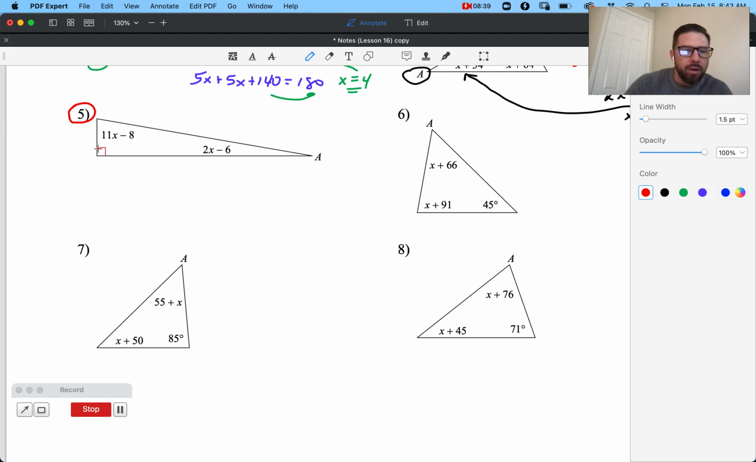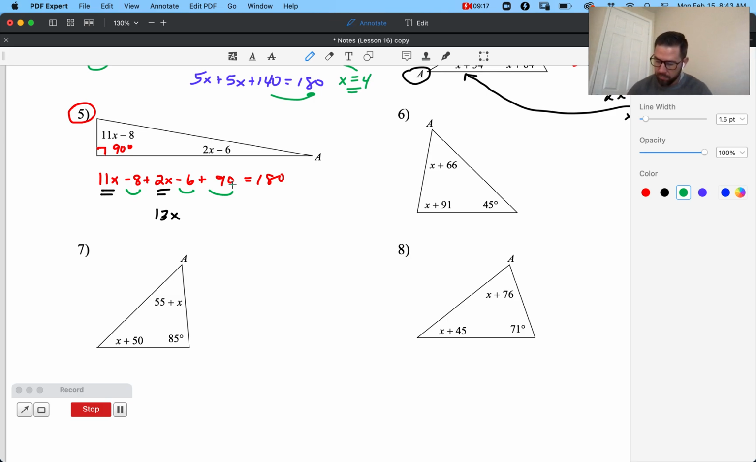Alrighty, we're looking at 5 and we see that same strategy here that we need to put a 90 right there, so we know that it's 90. Let's add them all up. 11x minus 8 plus 2x minus 6 plus our 90 equals 180. We got to combine like terms. We have an 11x and we have a 2x. Okay, that's 13x. We have a negative 8, a negative 6, and a 90.